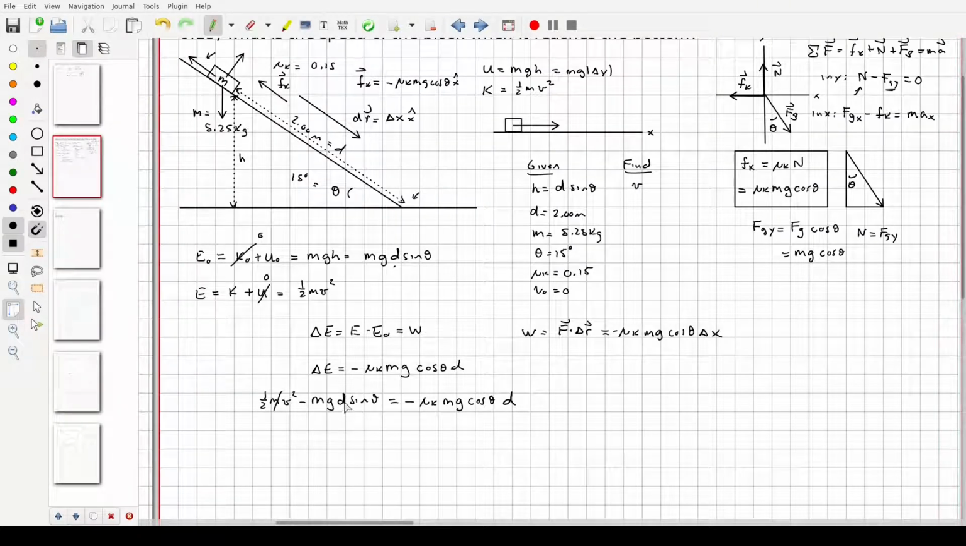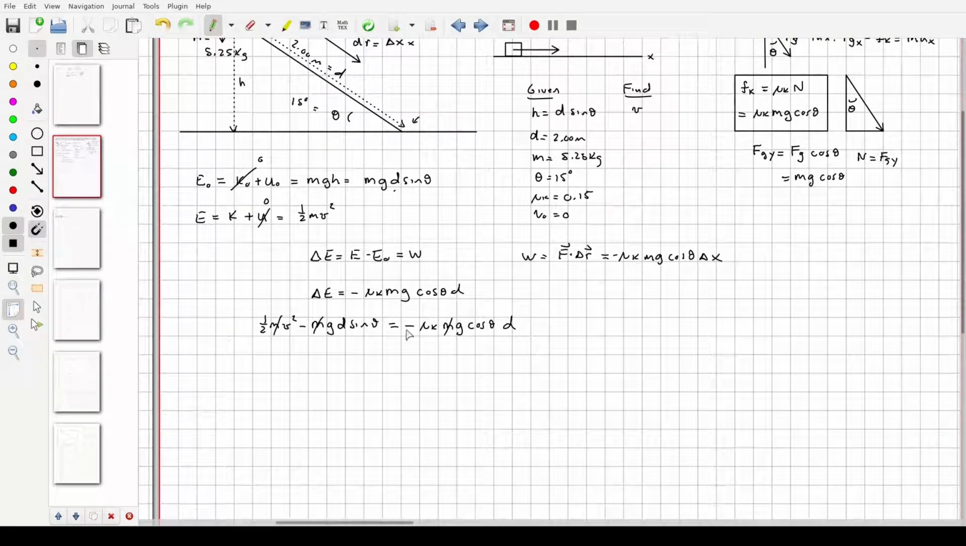Now, the first thing you see is the masses cancel. So it doesn't matter what is being slid down the incline. The only thing that matters is the coefficient of kinetic friction. So I have 1/2 v squared. I'm going to move this over to the right-hand side. When I do that, I get g times d sine of theta minus mu sub k g cosine of theta times d.